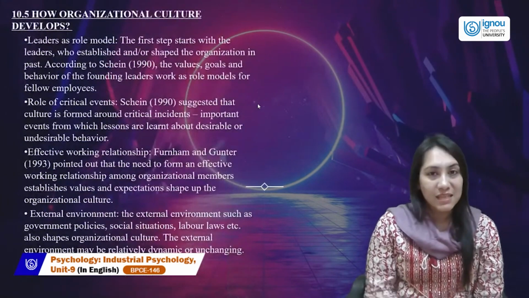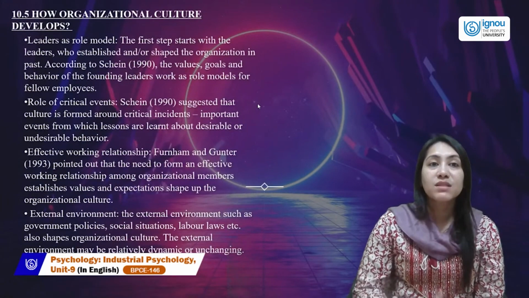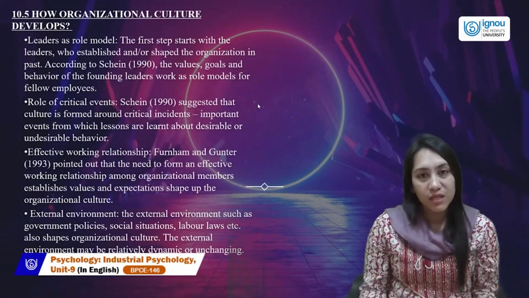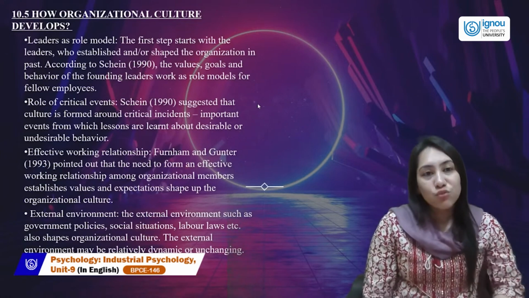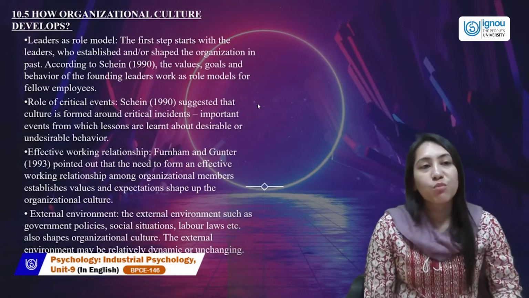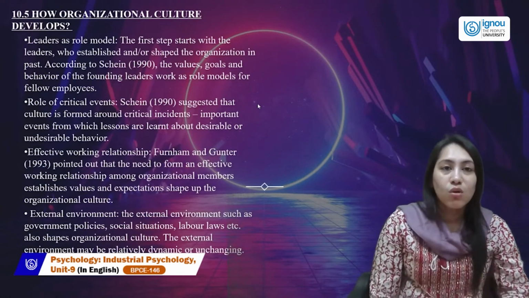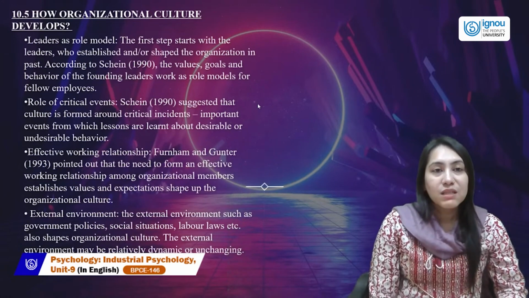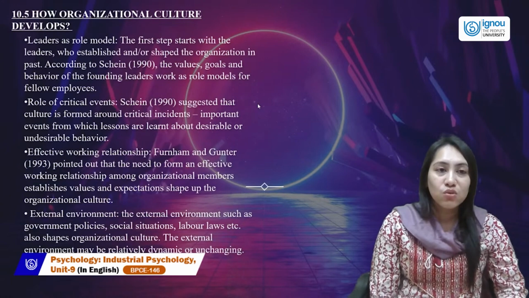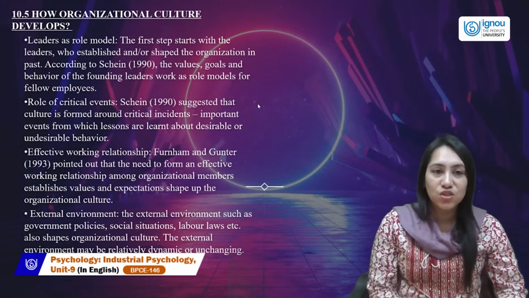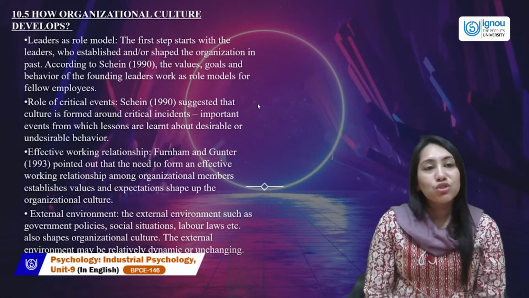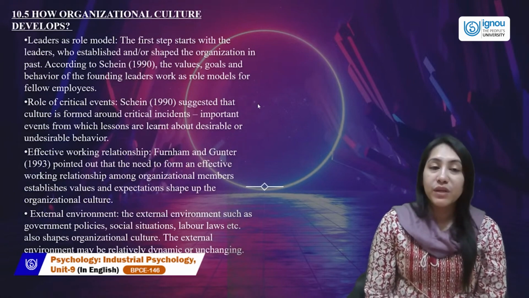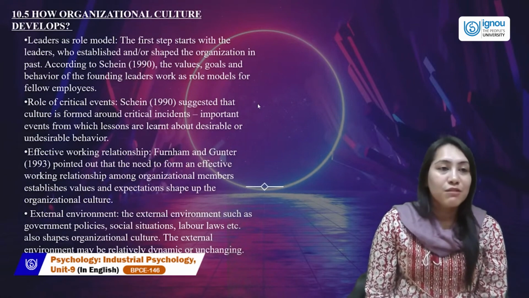So let's understand, as I said, why it is important and how it develops. How does an organizational culture actually take form in an organization? Leaders as role models are one of the most important parts of organizational culture. The first step is to start with a leader who has established or shaped the organization in the past. According to Schein in 1990, the values, the goals, and the behavior of the founding leader work as a role model for fellow employees.